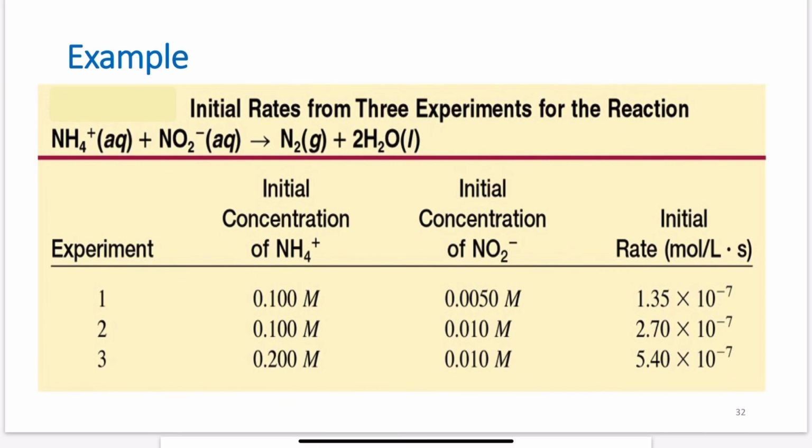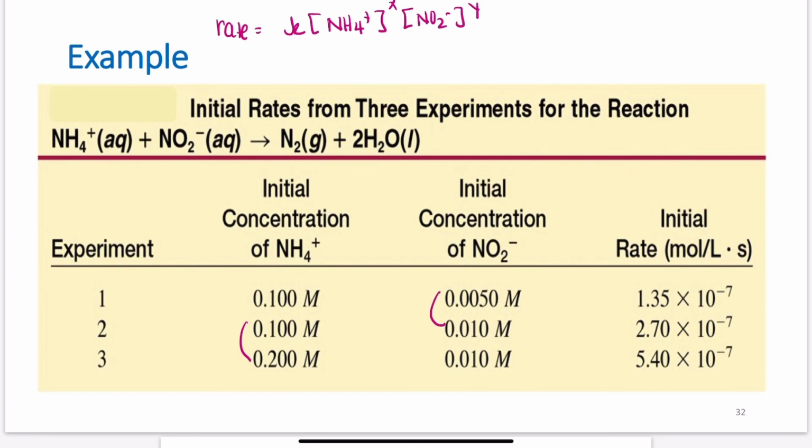I know that the rate law is equal to K times concentration of NH4 plus raised to some value X times concentration of NO2 minus raised to some value Y. And I'm trying to find out what those values are. So I want to find the reaction where the concentration of one species has changed but not the other.